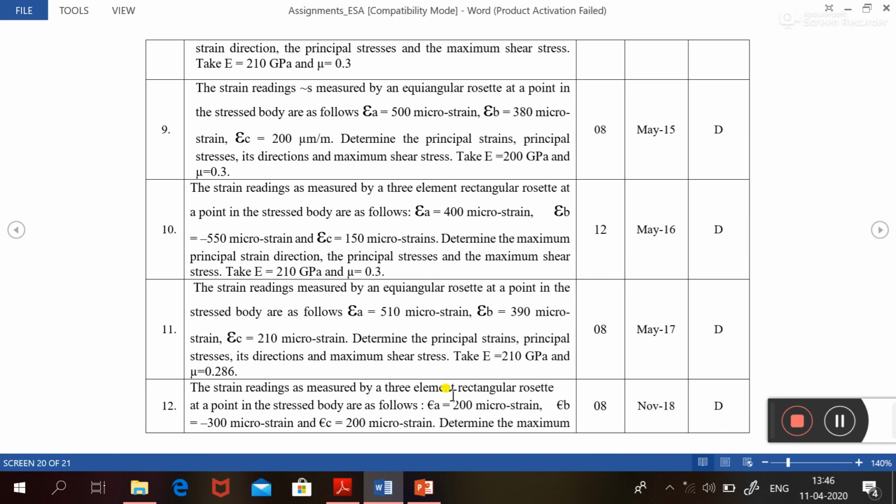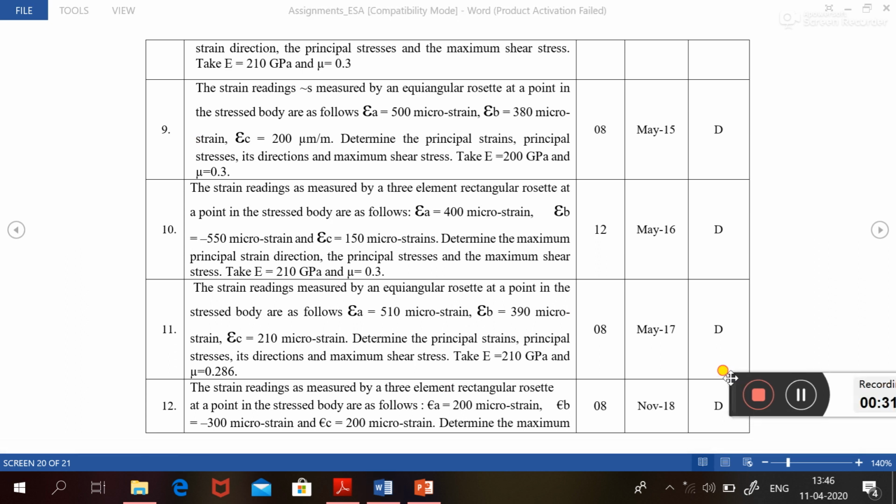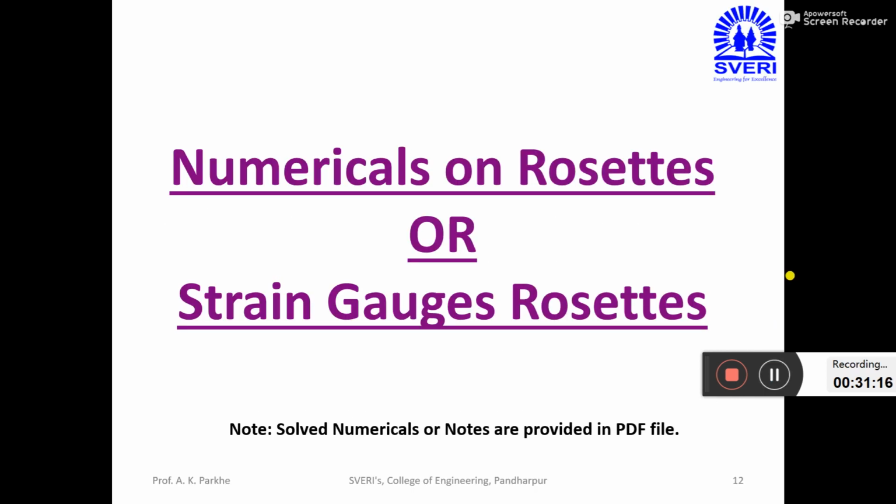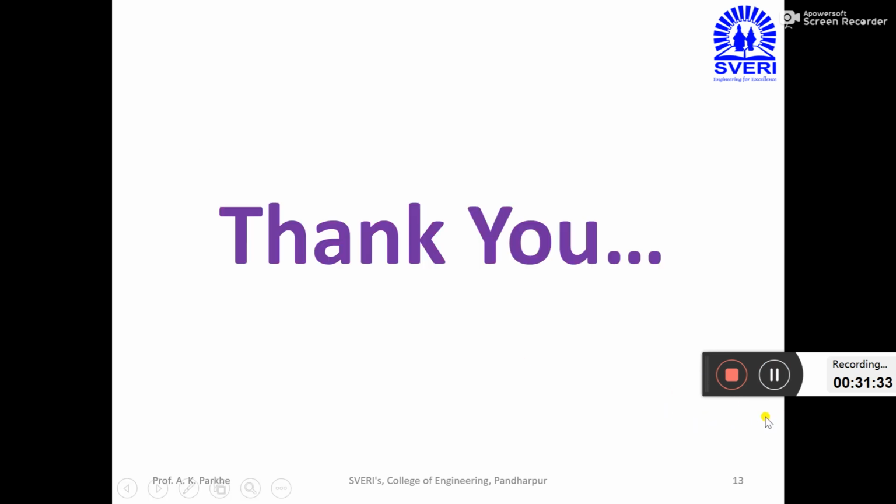Only these five parameters we have to calculate for all types of rosette. Therefore the procedure to solve the numericals based on all types of rosette is the same. So this is about the numericals based on all the types of rosette. Like that we have discussed the numericals based on the rosettes, or the strain gauge rosettes. In part number 2 and part number 3, we have mostly focused on how the numericals are solved for all the types of rosettes. Thank you.